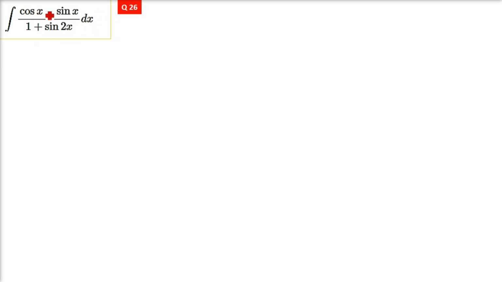So this 1 can be written as sin square theta plus cos square theta, and this sin 2x can be written as 2 sin x cos x. We can get sin x plus cos x whole square in the denominator, and when we take sin x plus cos x as t, we are going to get cos x minus sin x of the numerator. Okay, let me resolve it. What I just said, let me write it.